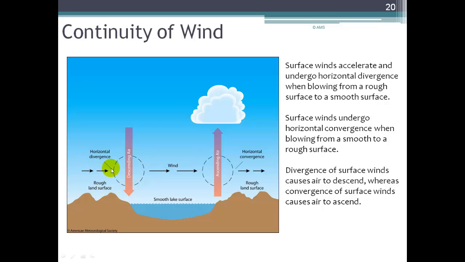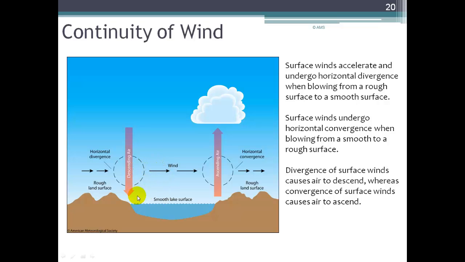So it's moving slower because of friction, and then it speeds up once it comes over the lake surface, and we end up with divergence. Right, so it's moving faster. It kind of leaves a space for air to sink down closer to the surface. And remember, sinking air is stable air, so we do not have the potential for cloud development. So we'll have clearer skies over on this side of the lake than we do over on the other side, which is the opposite story.